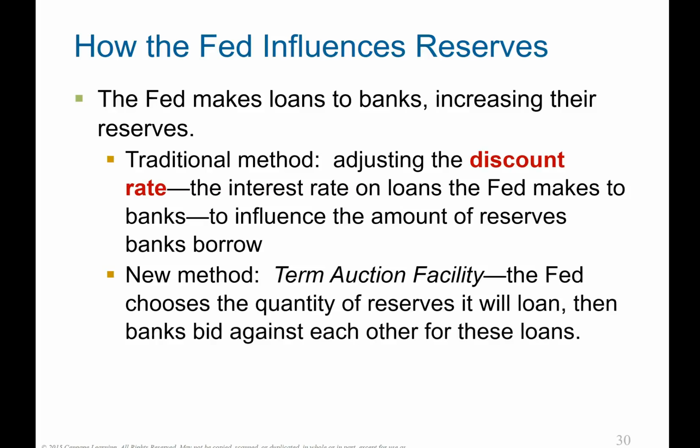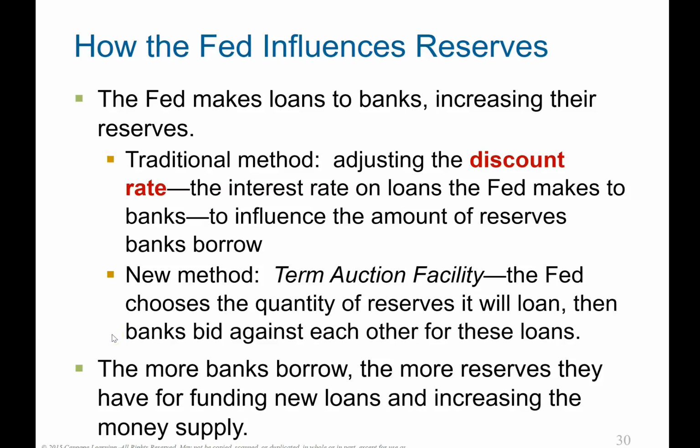Now, there's a new method that's referred to as term auction facility, and the Fed basically makes a decision about how much it's going to loan, and the banks bid for these loans. And they bid against each other, and when they're bidding, they're looking at the price of the loan, which is the interest rate they're going to pay.